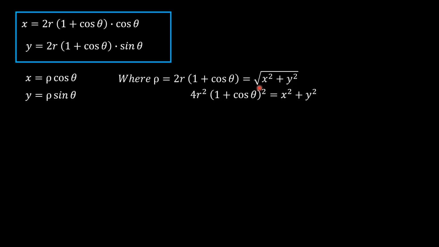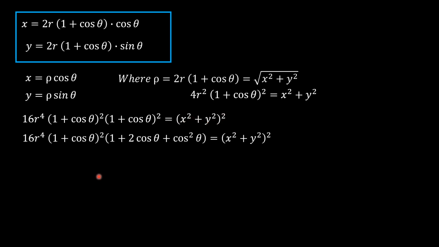We can square both sides from this expression. So we have on the left hand side 4r squared times 1 plus cosine theta squared equals x squared plus y squared. And then we can square again both sides so that we have 16r to the power 4 times 1 plus cosine theta squared times 1 plus cosine theta squared is equal to x squared plus y squared all squared.